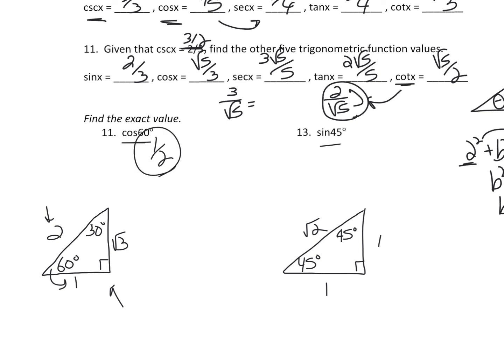Sine 45. If you can draw the triangle, you got it. You have 2 45s. You got 2 choices here. Remember, sine is opposite, which is 1, over hypotenuse, which is square root of 2. So you get 1 over square root of 2. Rationalize, put the square root on the top, take the number on the bottom. You got it, square root of 2 over 2.